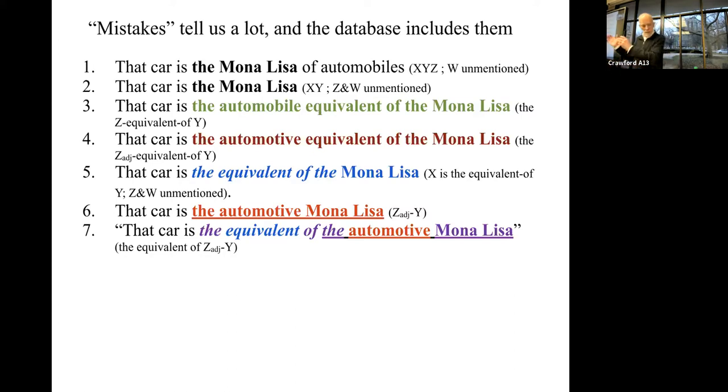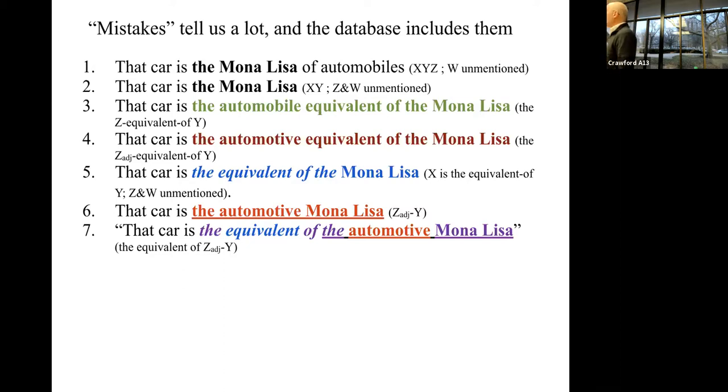Okay, well, I thought that if you get this car is the equivalent of the Mona Lisa and this car is the automotive Mona Lisa, they're so close that the noun phrase in six might just drop into the slot for the noun phrase in five. You might get things like that car is the equivalent of the automotive Mona Lisa. Notice it isn't the equivalent of the automotive Mona Lisa. You say it is the automotive Mona Lisa, but you might get this.